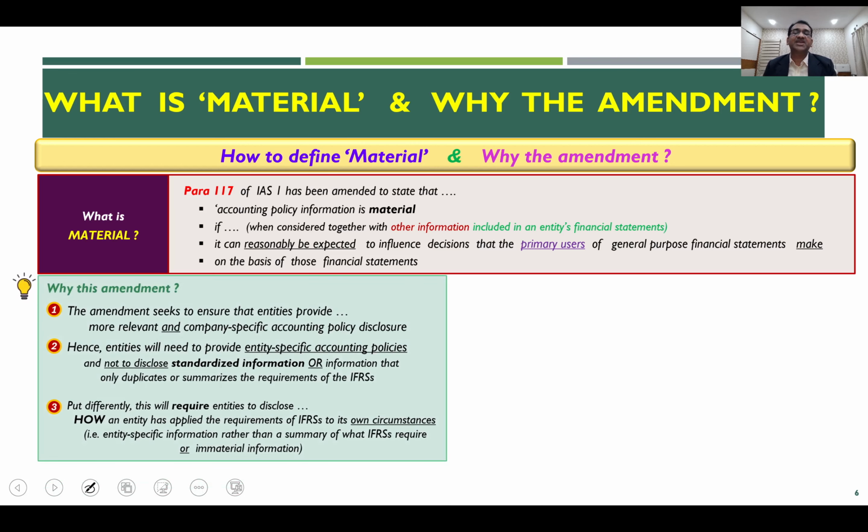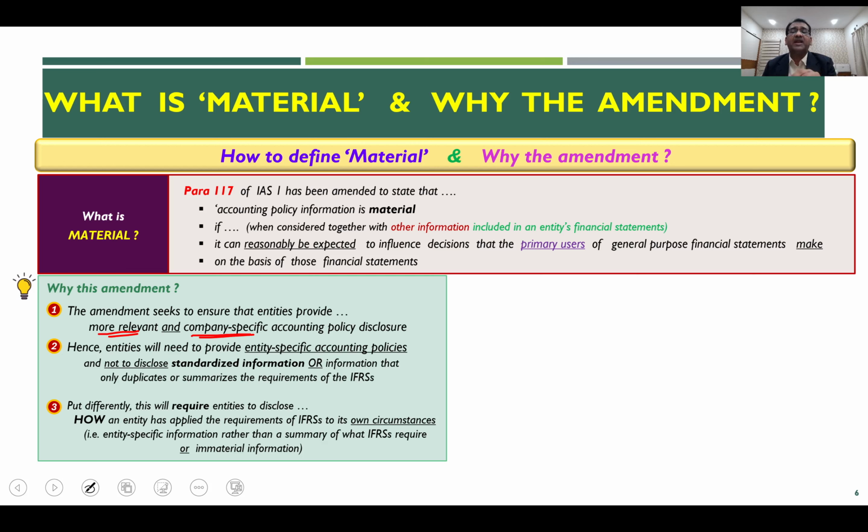So now the question is why this amendment was brought in the accounting world. Now the key driver is that the amendment basically seeks to ensure that the entities provide more pointed, more specific and relevant information only. So the entity provides company-specific accounting information rather than giving information which is, let us say, cut, copy, pasted from the literature or the accounting requirement.